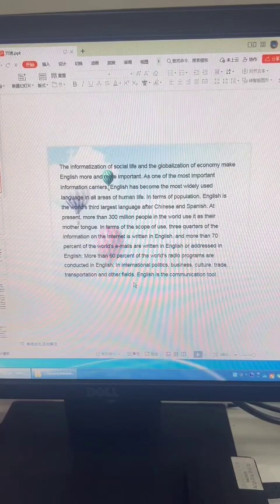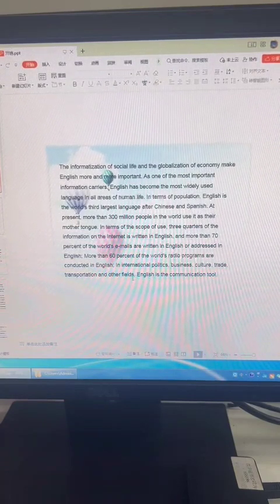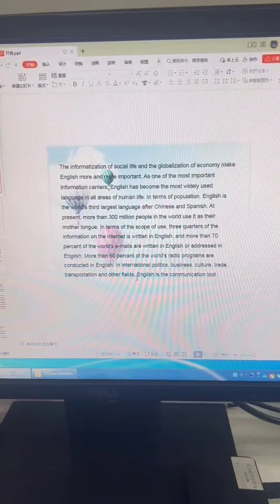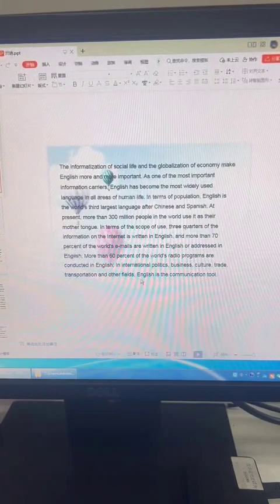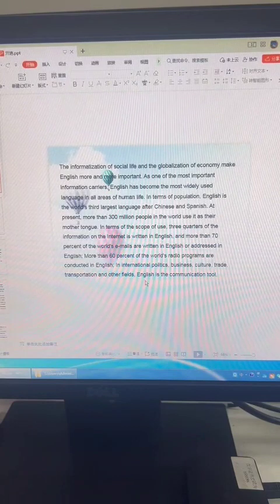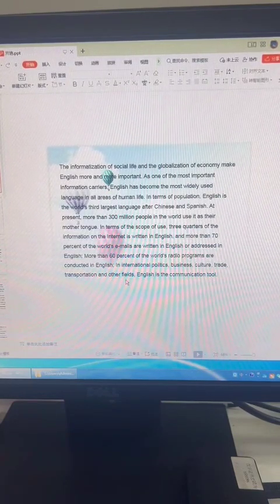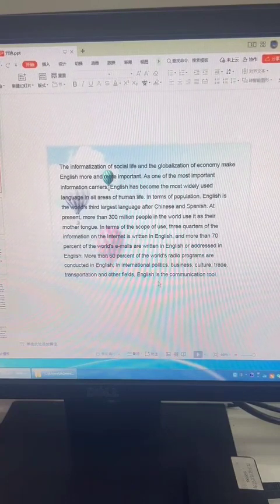In terms of the scope of use, 3/4 of the information on the internet is written in English. And more than 70% of the world's emails are written in English or addressed in English. More than 60% of the world's radio programs are conducted in English. In international politics, business, culture, trade, transportation, and other fields, English is the communication tool.